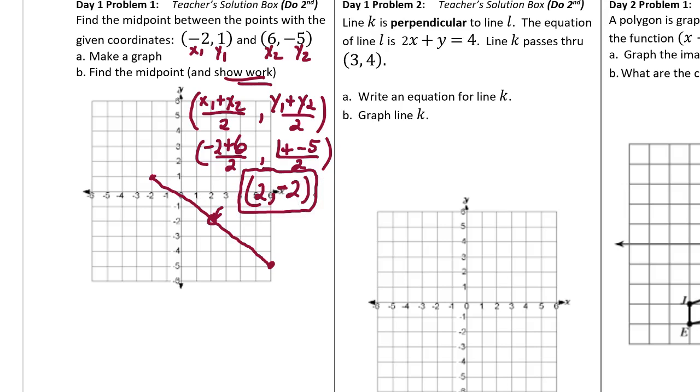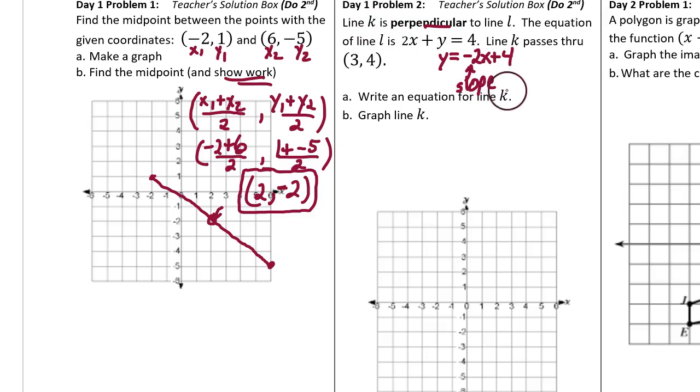Now day one, problem 2. Line K is perpendicular to line L. That means its slope is the opposite reciprocal of the slope of L. So let's find the slope of line L. Here we have its equation, but this equation is not in slope-intercept form. Our first step is to subtract the 2x over to the right side. This creates slope-intercept form, and the number in front of x is the slope. That's the slope of line L.